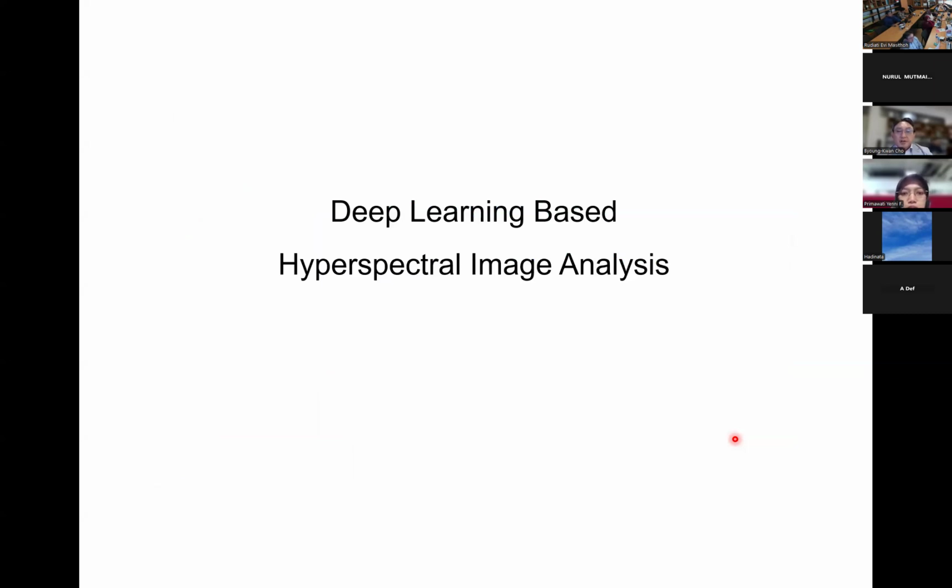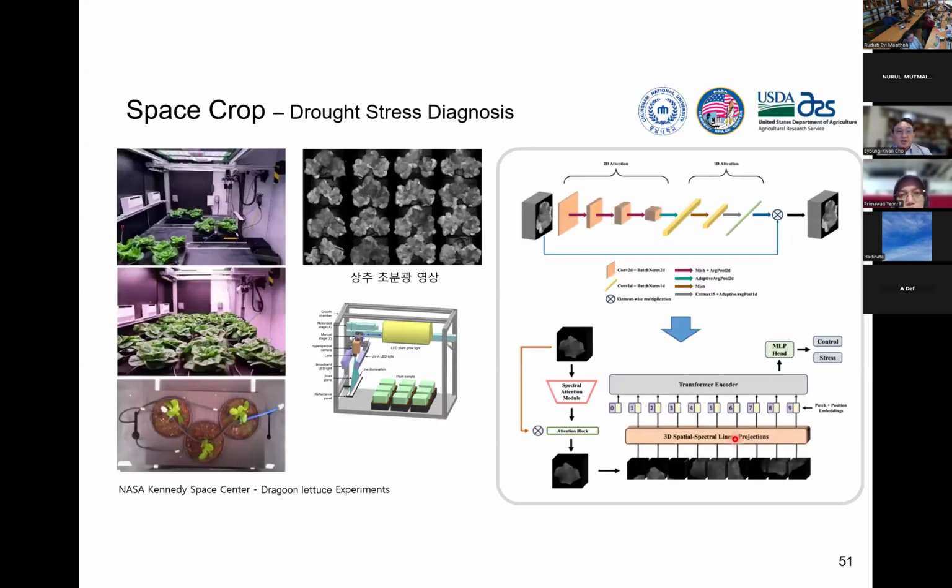Okay, another example, deep learning-based hyperspectral image analysis. This is for spacecraft. This craft is developed by NASA, Kennedy Space Center. They developed this, Dragon lettuce for astronauts in the International Space Station. Before using that lettuce, they wanted to make a model to identify stressed or not stressed lettuce.